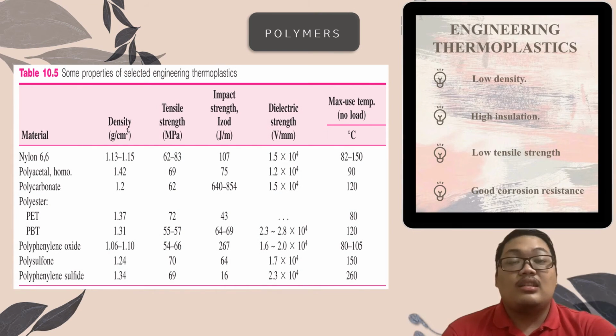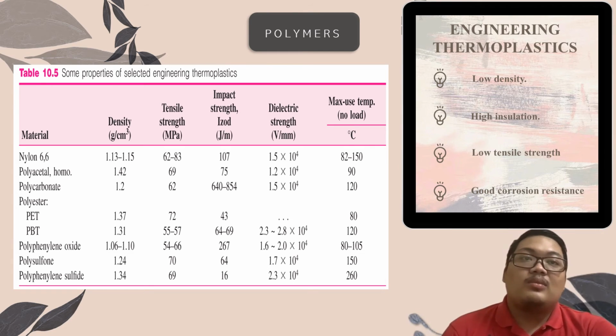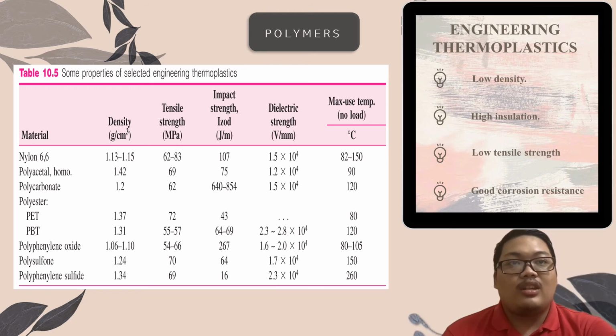Next is the engineering thermoplastic. Why do we use thermoplastic? Firstly, thermoplastic is well known as a low density plastic. It also has high elongation. It also has low tensile strength and a very good corrosion resistance. Examples of thermoplastic are nylon 66, polyacetal, polycarbonate, polyester, and polysulfone.